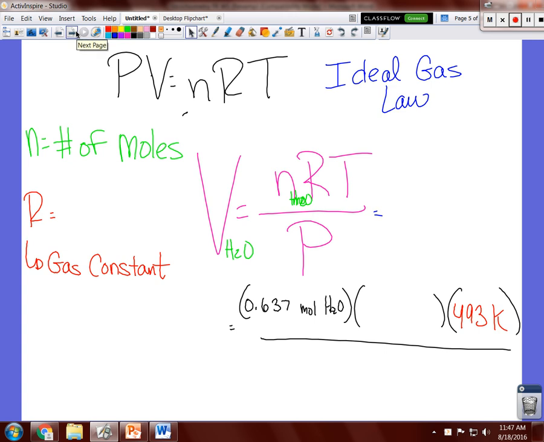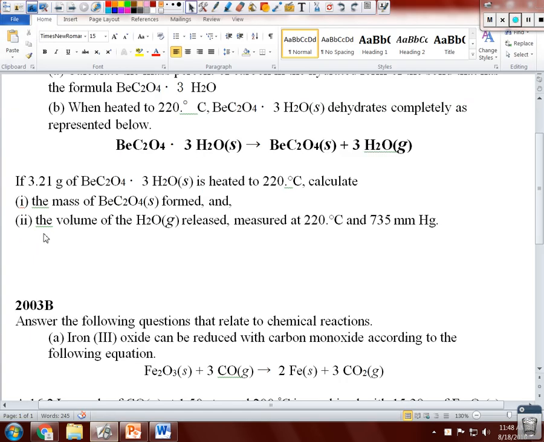Remember, we talked about if they give you a gram or a mole of something, and then they give you and/or ask about a pressure, volume, or temperature. We're going to use the ideal gas law, which is PV equals nRT. The reason we're solving for volume in this particular one is that if we go back and look at the question, it's number 2: the volume of H2O gas released, measured at 220 degrees Celsius, 735 millimeters of mercury.